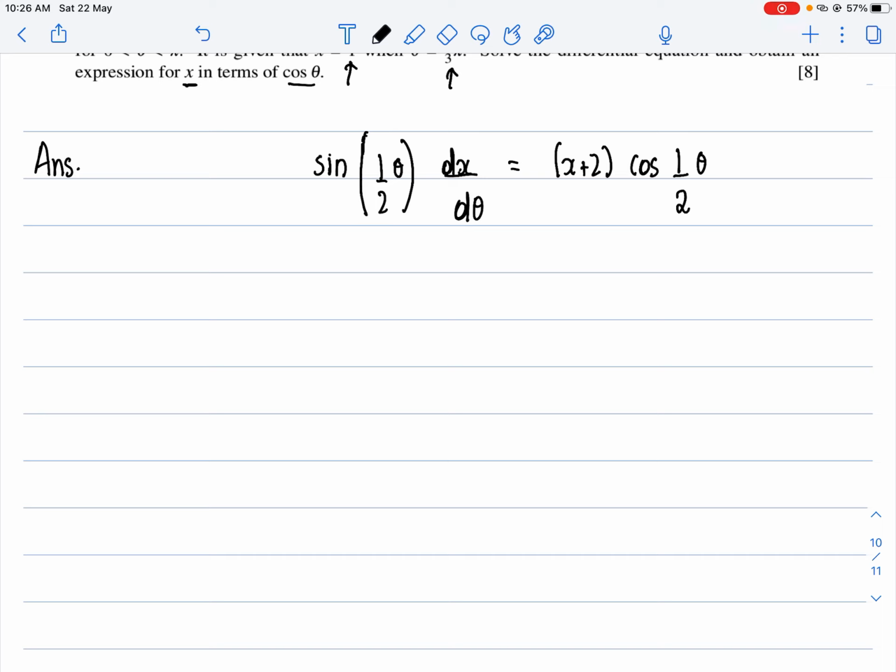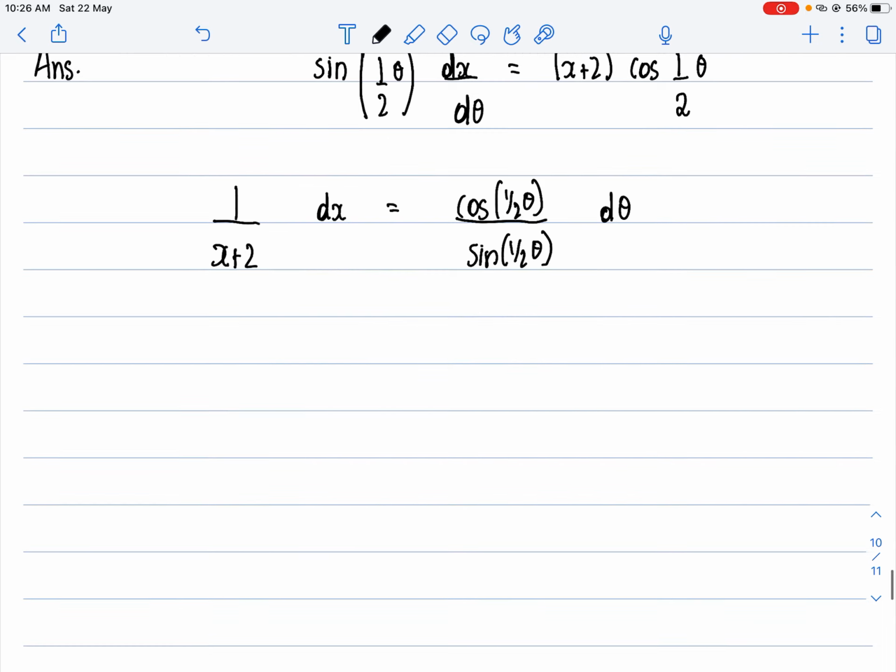which means I can keep the x's together, which is 1 over x plus 2 dx, equal to cos half theta over sine half theta d theta. So this is called the variable separable form, keeping the x's together and keeping the theta together. Now what I need to do is I can simply integrate both sides.